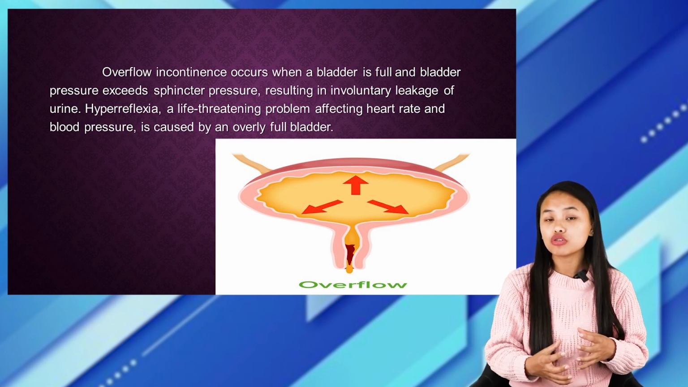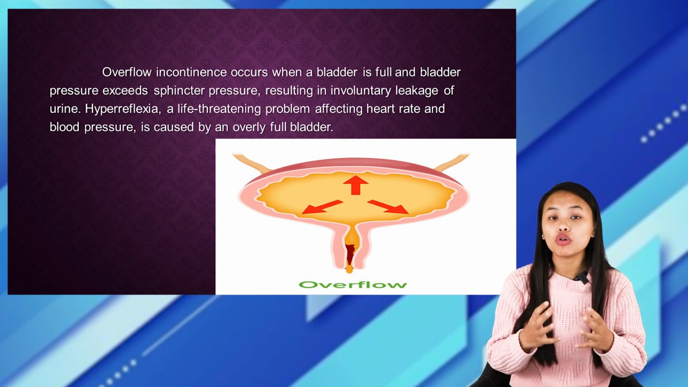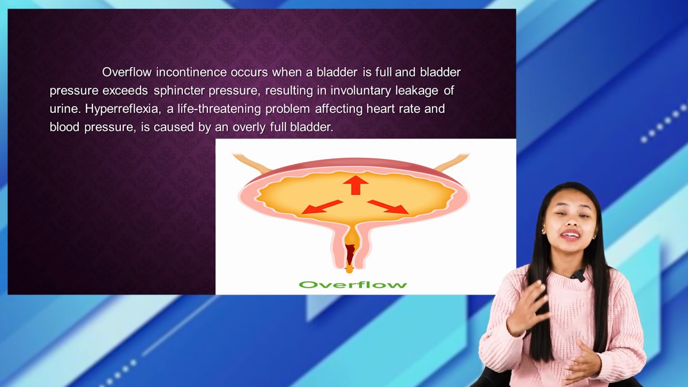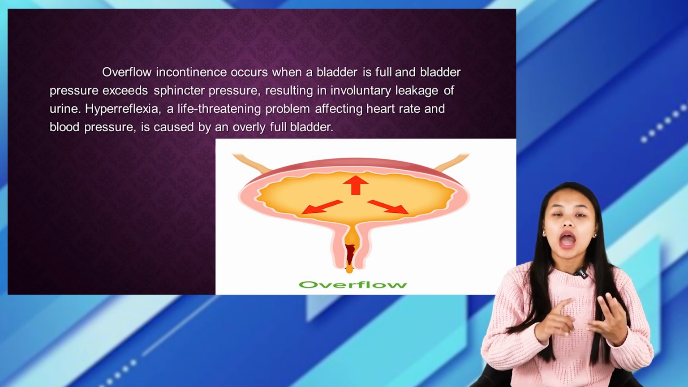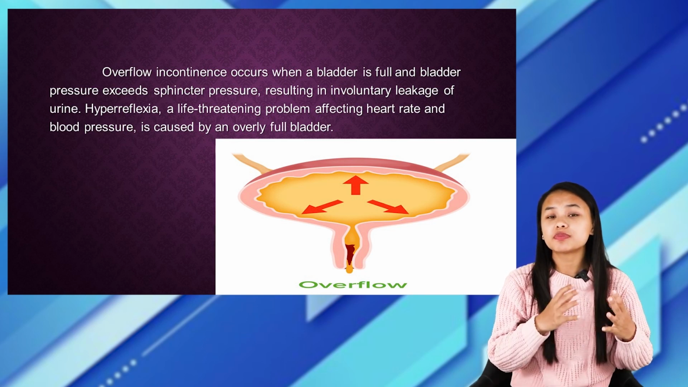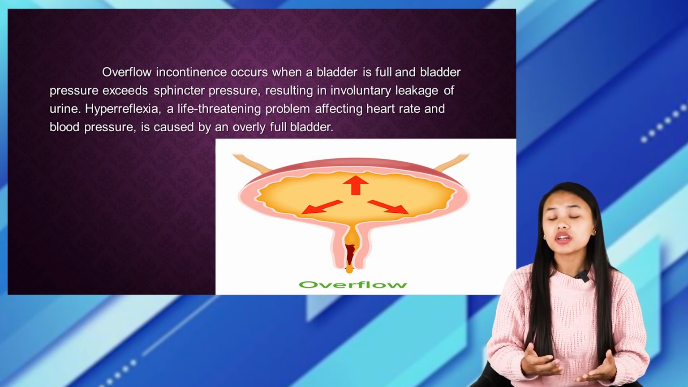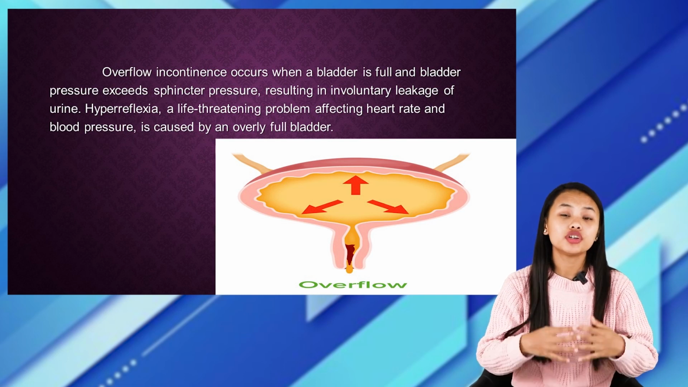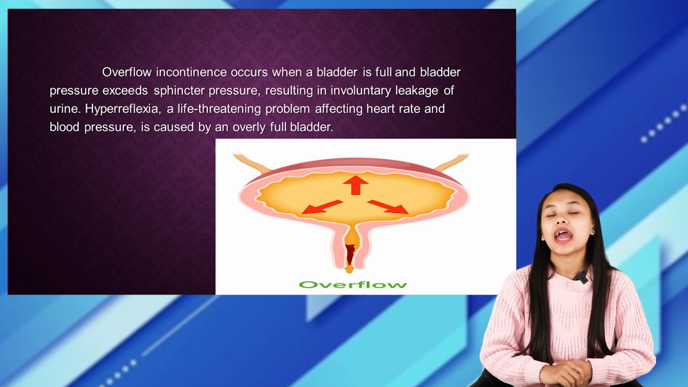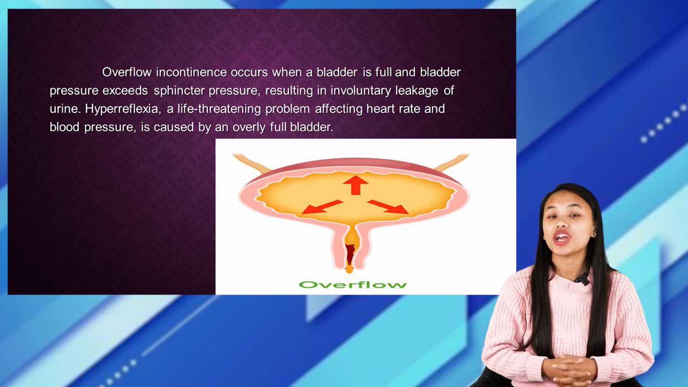And if a person is also having hyperreflexia, which is a life-threatening problem, then this can affect the heart rate as well as the blood pressure, which is mainly caused by an overfull bladder. This hyperreflexia is usually neurologic in nature. However, it can be caused functionally by blockage as well. So this is how urination takes place, and how, because of the presence of various conditions, it can lead to reflex incontinence as well as overflow incontinence.